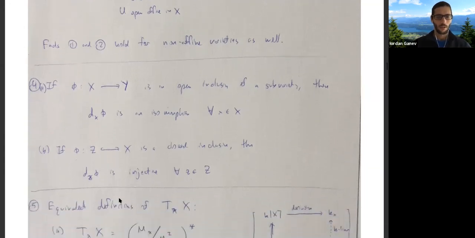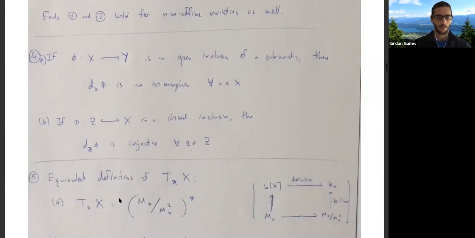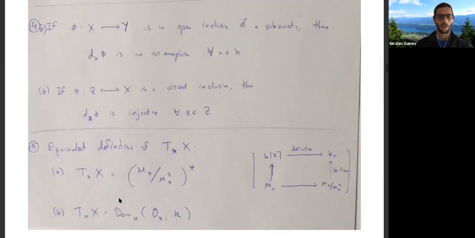Okay, and so now I'm coming to these equivalent definitions of the tangent space at little x. So the first definition is as the dual space of m sub little x. So this is the maximal ideal of the affine algebra consisting of functions that vanish at little x, mod its square. So germs of functions mod their squares, and this is the dual space. Why is that? Well, I didn't write out the whole argument here, but the idea is the following.